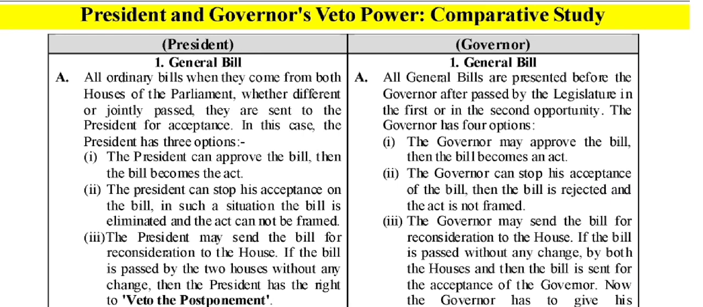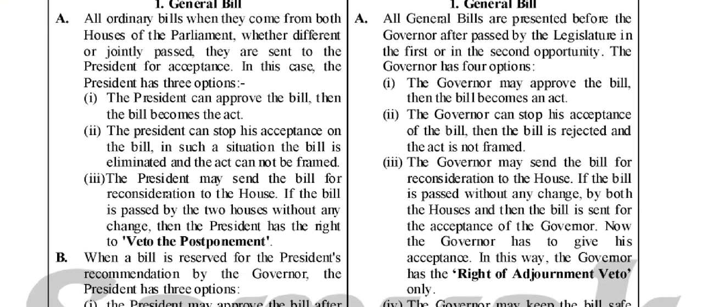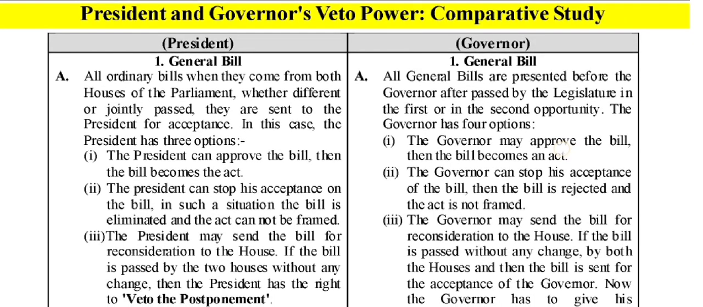President and governor's veto power: comparative study. President, general bill. All ordinary bills, when they come from both houses of parliament, whether passed separately or jointly, are sent to the president for acceptance. In this case, the president has three options. The president can approve the bill, then the bill becomes an act. The president can withhold his acceptance of the bill, in which case the bill is eliminated and the act cannot be framed. The president may send the bill for reconsideration to the house. If the bill is passed by the two houses without any change, then the president has the right of suspensive veto.